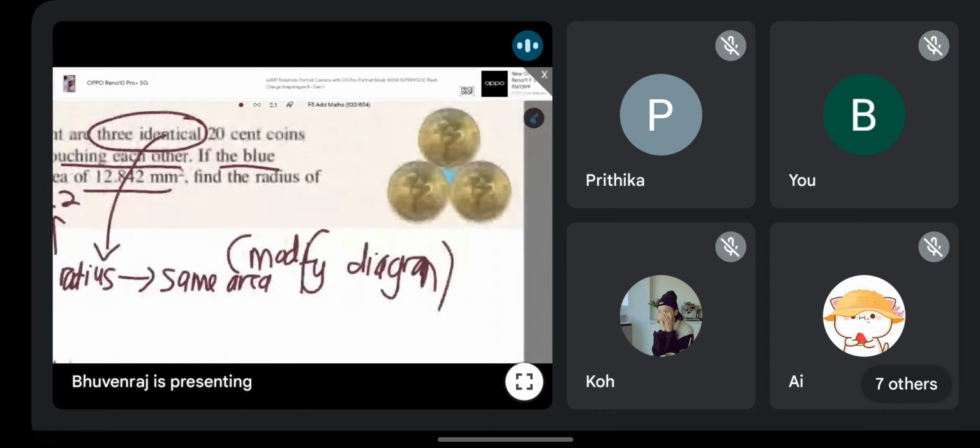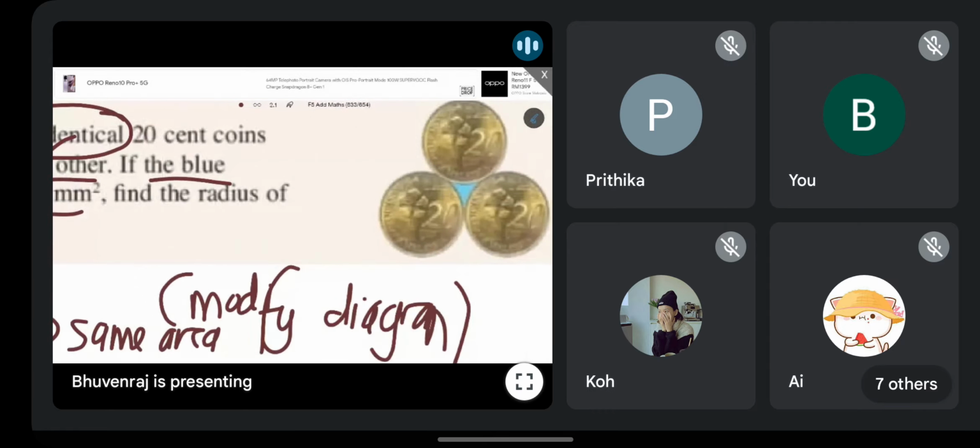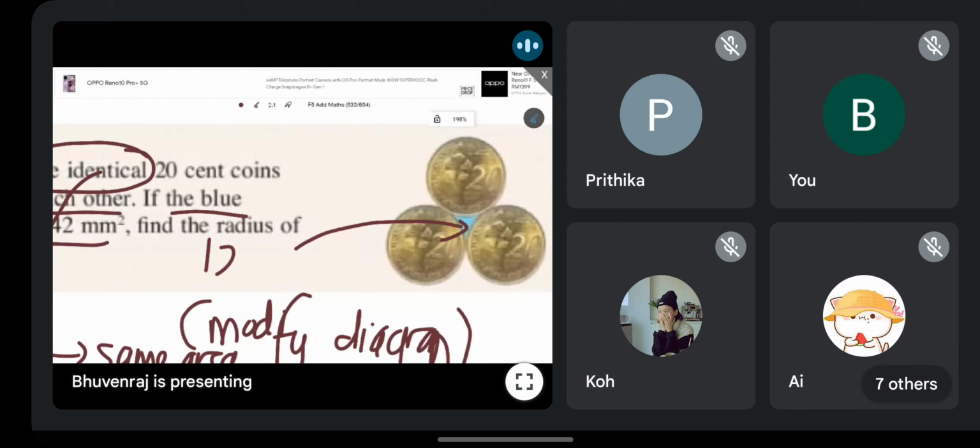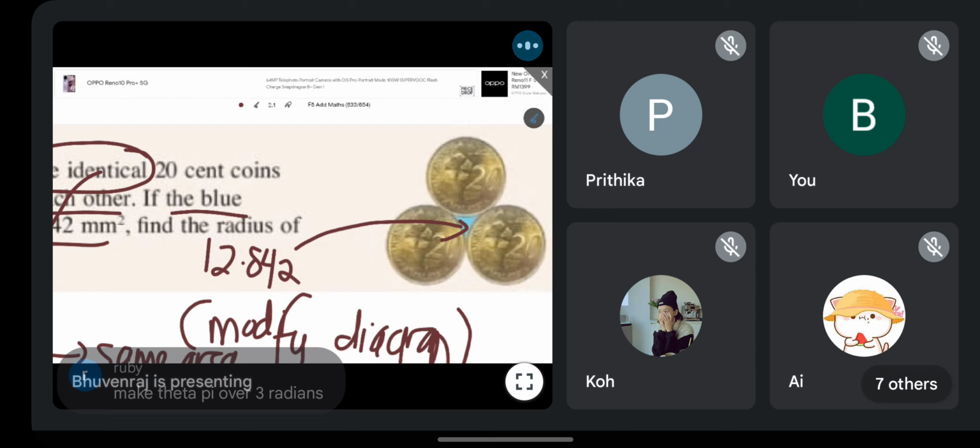All right, so guys, how do I find this now? Can you all tell me? The only information you have is this area is 12.842. So what should I do now, guys? How to get the radius? This is the challenging part. What should I do? Apa saya kena lukis? Make theta pi over 3 radians. Which theta, Ruby?